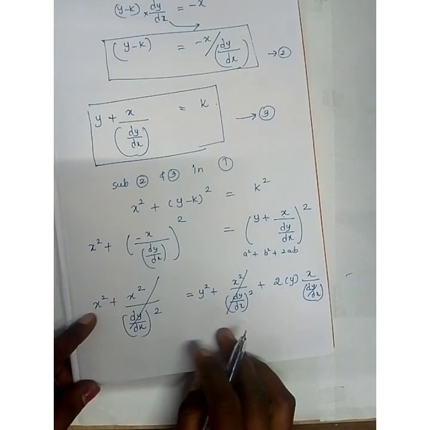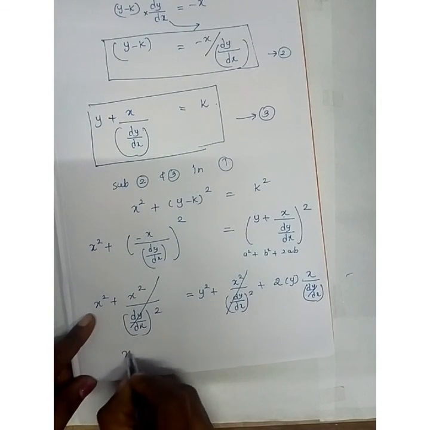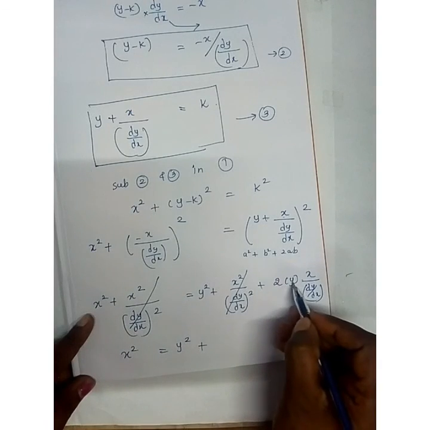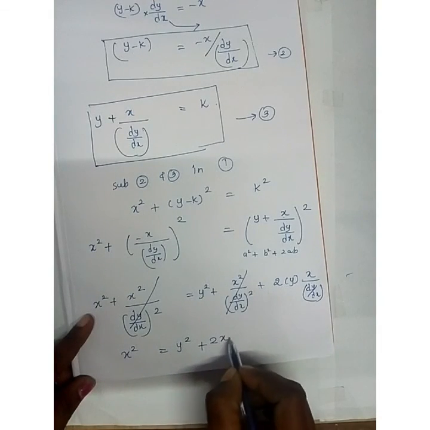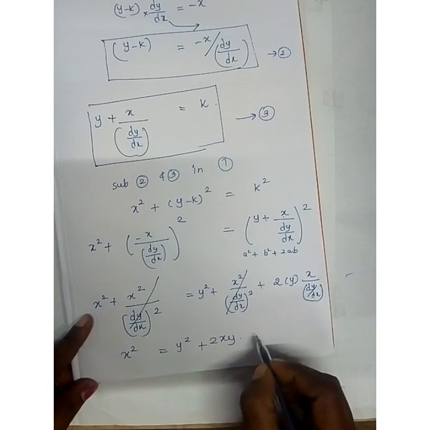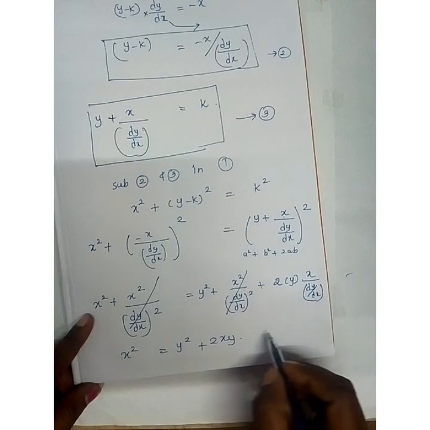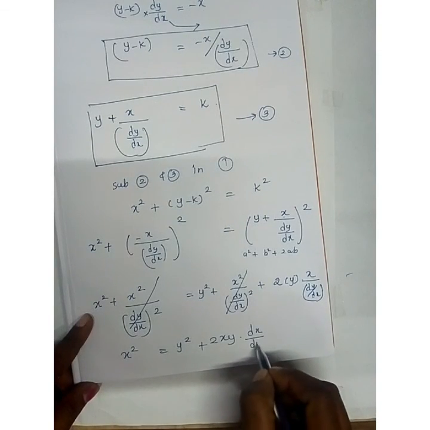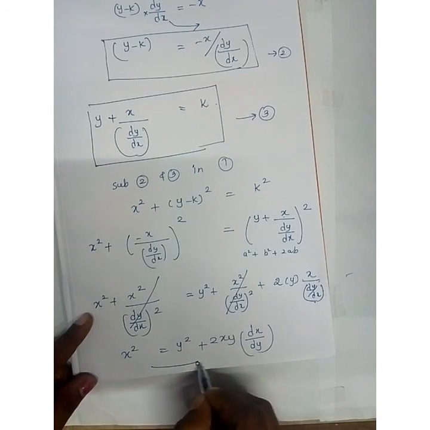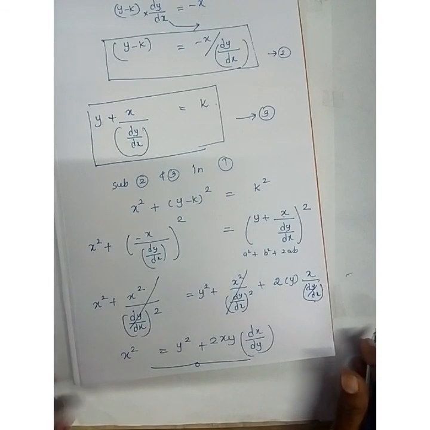And what are the remaining terms? Here x square, and on the right side y square plus 2xy divided by dy by dx. When the denominator part goes to the numerator it will become reciprocal, so dy by dx will become dx by dy. Otherwise we can write it as it is, no problem. This is our required differential equation for the family of circles. Understood, ma? Okay. Next sum.